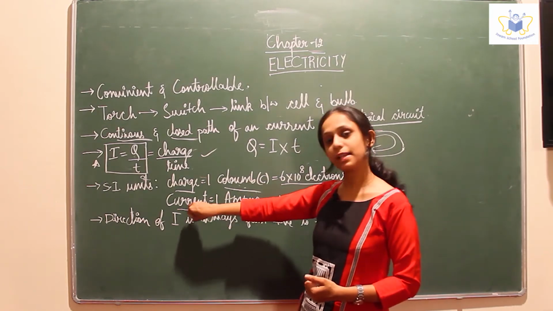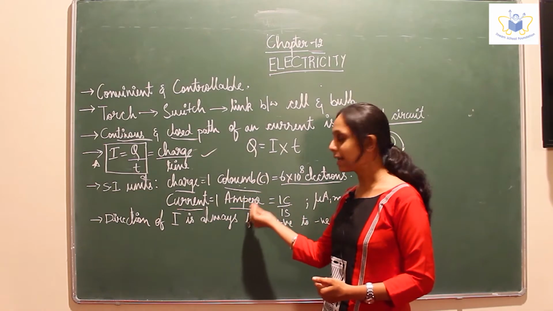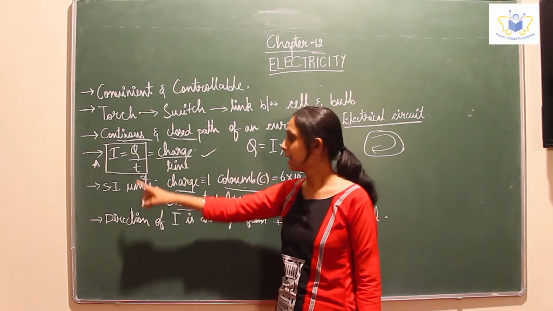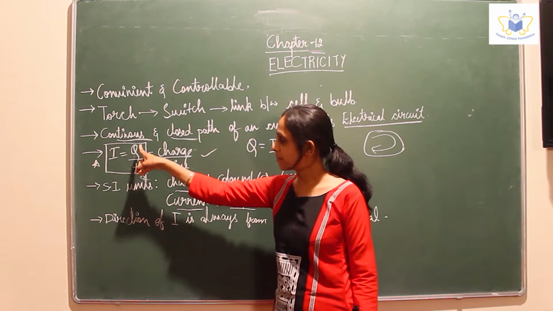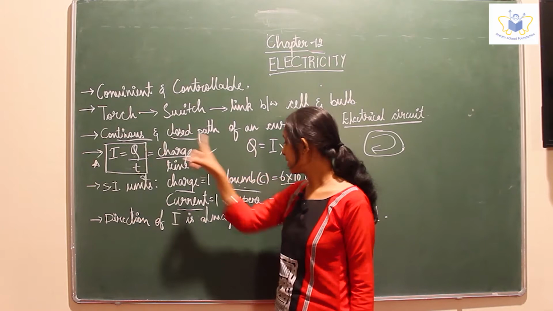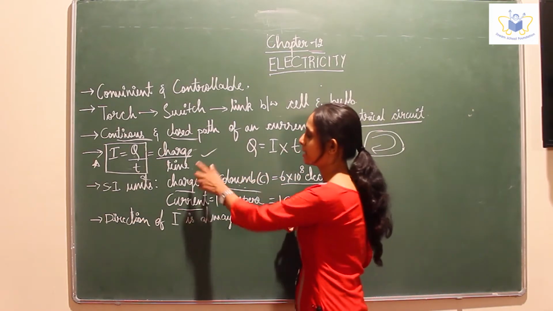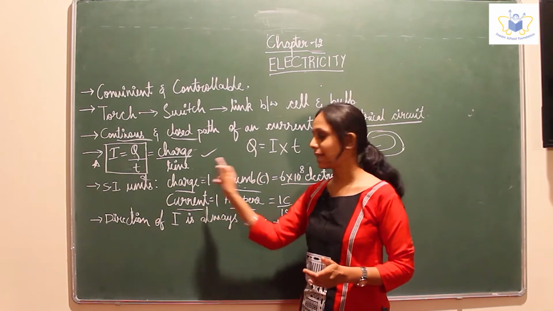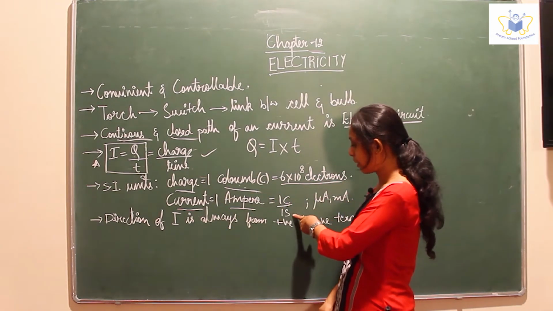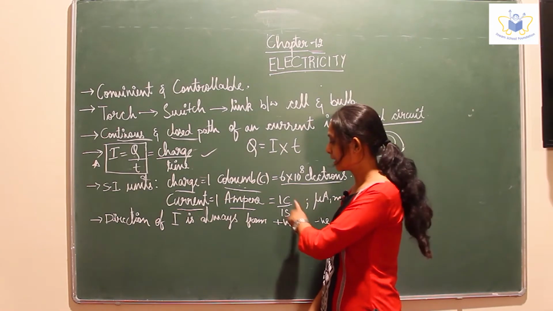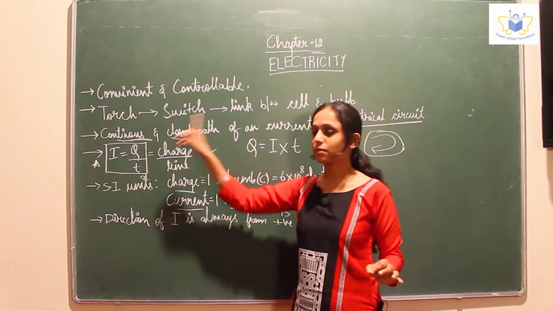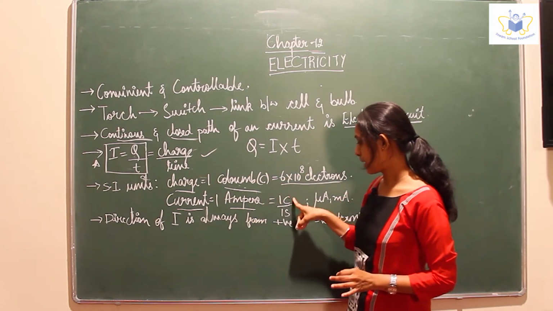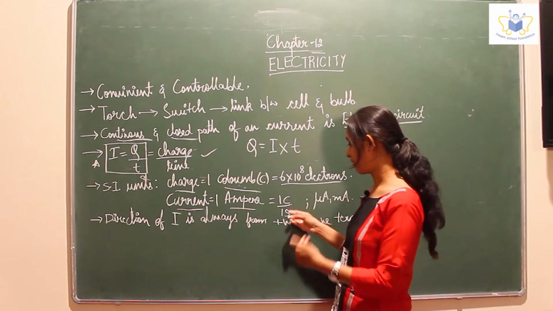Similarly, what is the SI unit of current? Ampere. You can derive the SI unit from the formula only. What is current? Charge by time. What is the SI unit for charge? 1 coulomb, correct? What is the SI unit of time? How would you measure time? In seconds. The basic SI unit of time is second. So 1 coulomb flowing per 1 second of time gives you 1 ampere. Simple. Using this one formula, you can derive the SI unit for current also. So it is 1 coulomb by 1 second. You can define it in the same way.